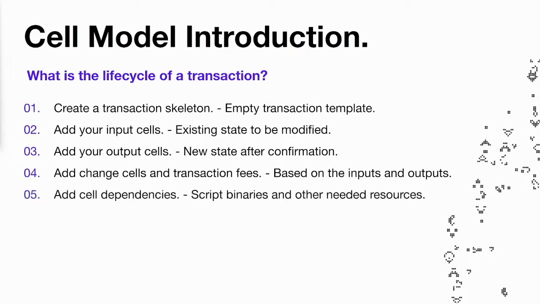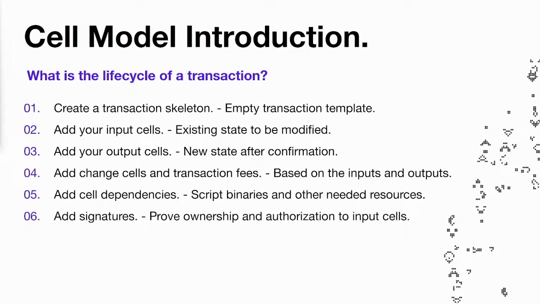Then you add in cell dependencies. These are script binaries and other needed resources, right? It's usually just pointing to the binaries needed to execute the smart contracts, and sometimes it's stuff like Oracle data too. Then you add the signatures, which prove ownership and authorization to the input cells. This is usually put into the witness field, and sometimes there's other data put in there as well.